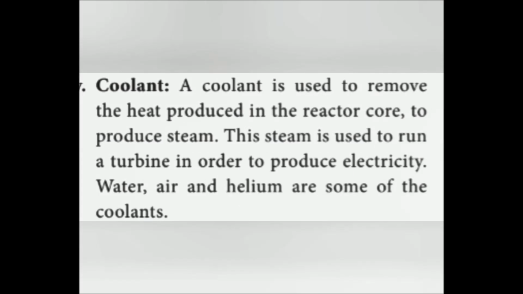What is the function of coolant in a nuclear reactor? A coolant is used to remove the heat produced in the reactor core to produce steam. This steam is used to run a turbine in order to produce electricity. Water, air, and helium are some of the examples of coolants in a nuclear reactor.